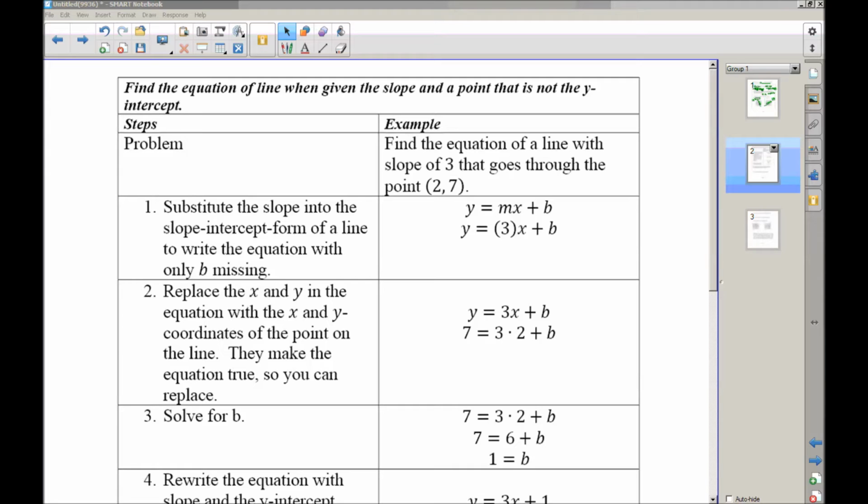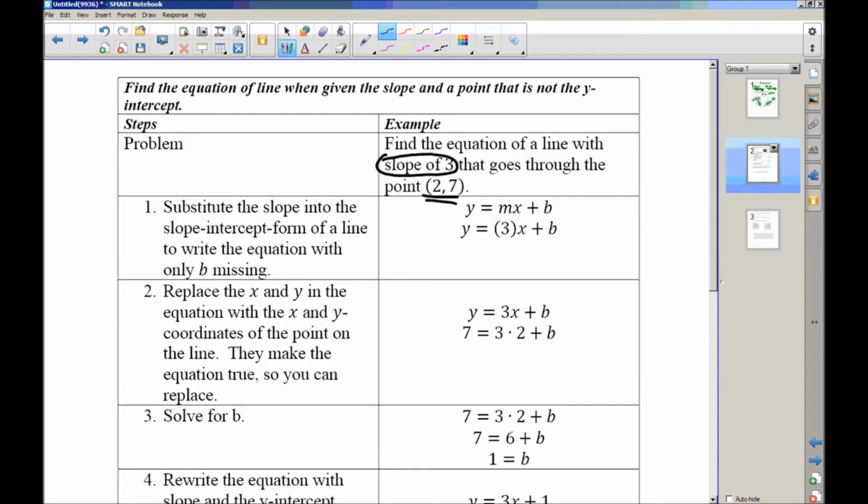Okay, on our second page, we have a little graphic organizer to help us figure out how to find the equation of a line with the given slope and a point that is not the y-intercept. So we know the slope, but we don't know the y-intercept, and we want to figure out from just one point and a slope how to get the line. Okay, so here's an example of the problem. Find an equation of a line with a slope of 3 that goes through the point 2, 7.